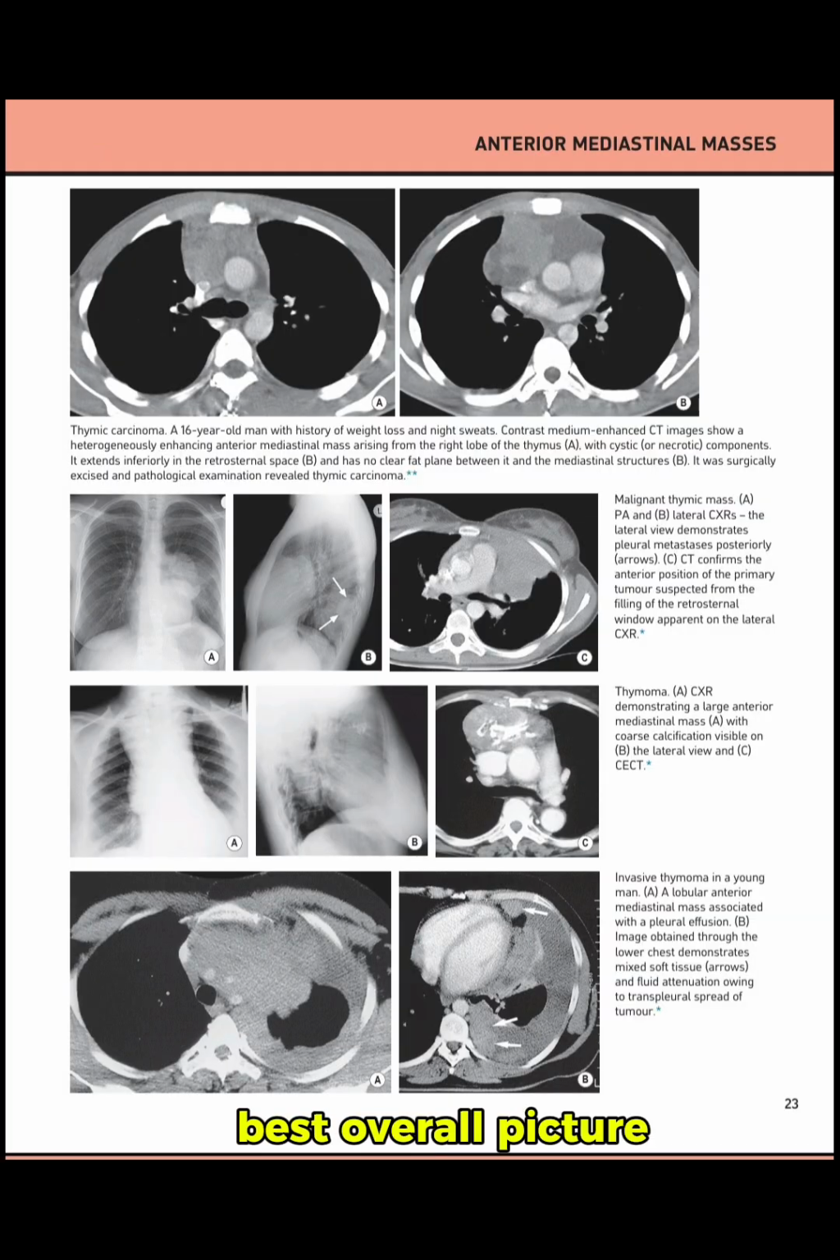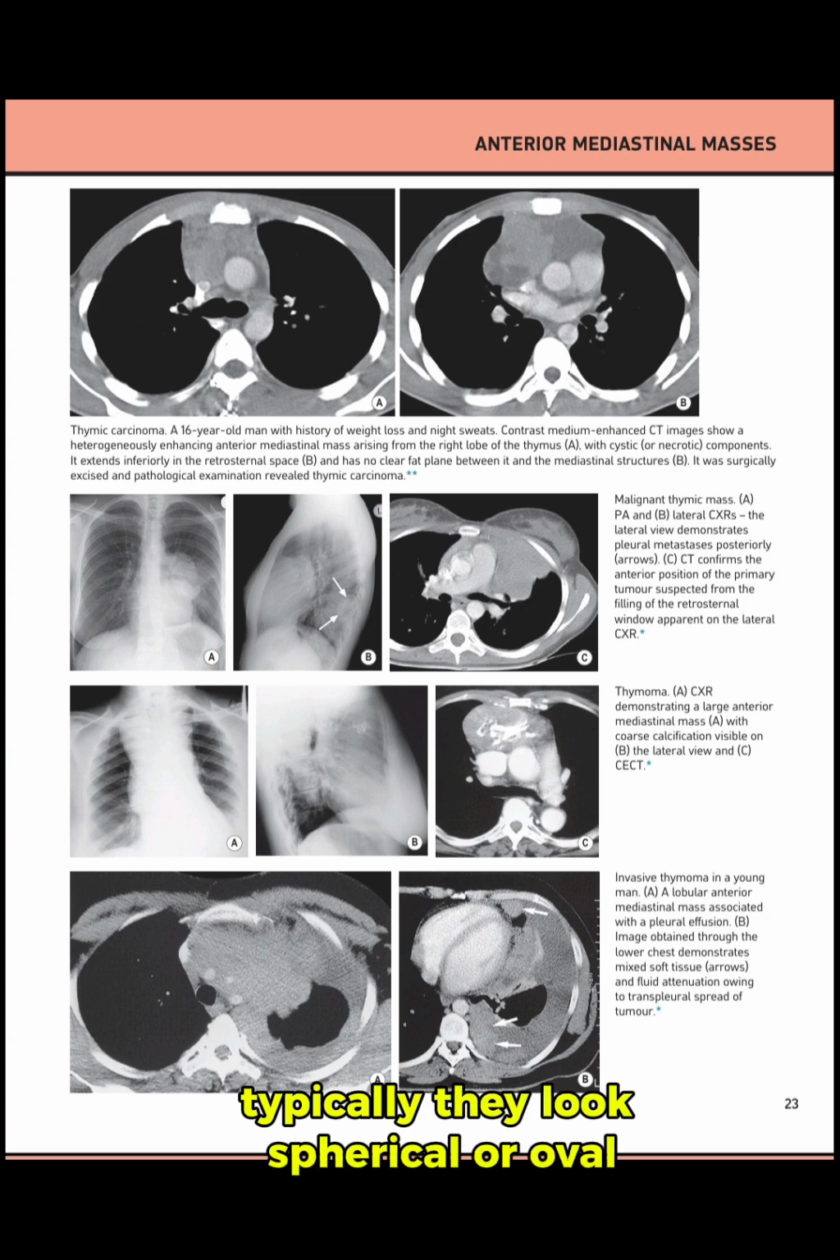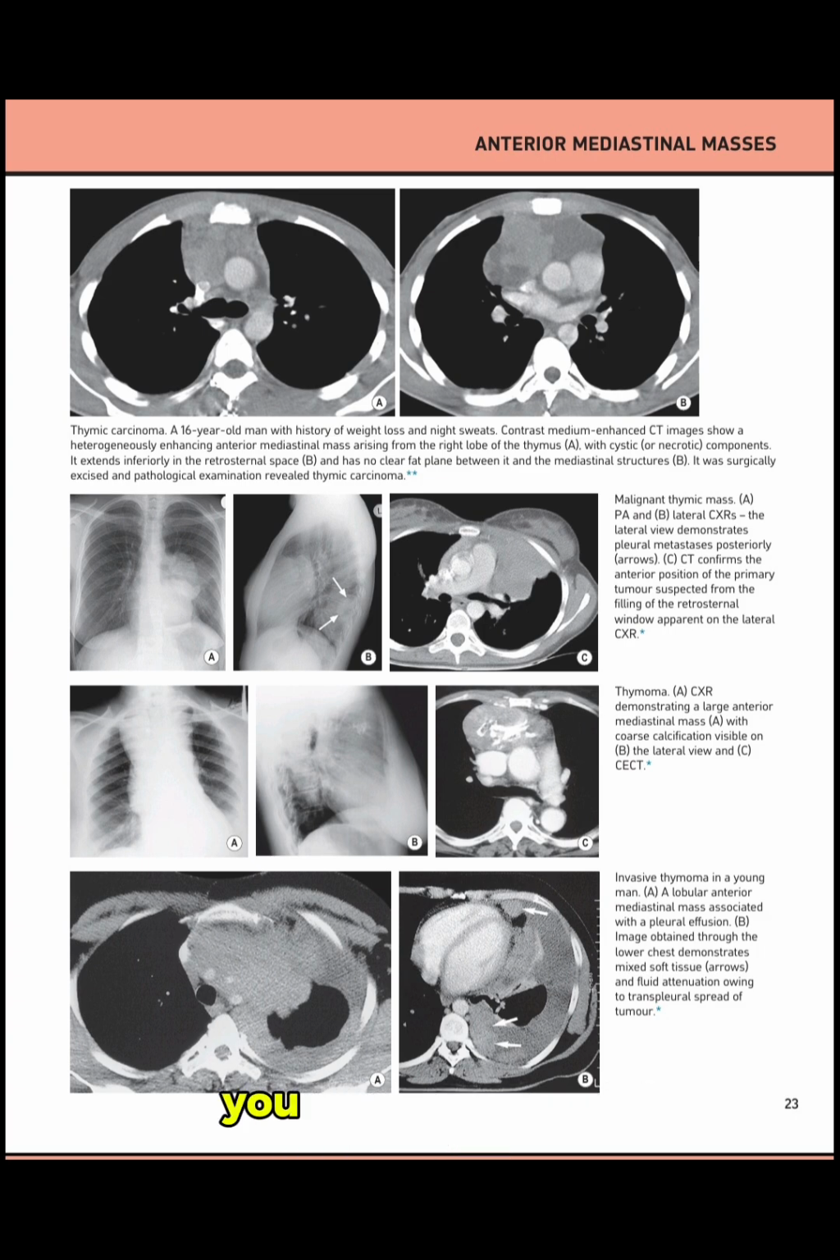Best overall picture. Typically, they look spherical or oval, often with lobulated, bumpy borders. You might see some cystic areas, or maybe tiny dots or curved lines of calcification. They usually have a fairly uniform density and enhance evenly with contrast.